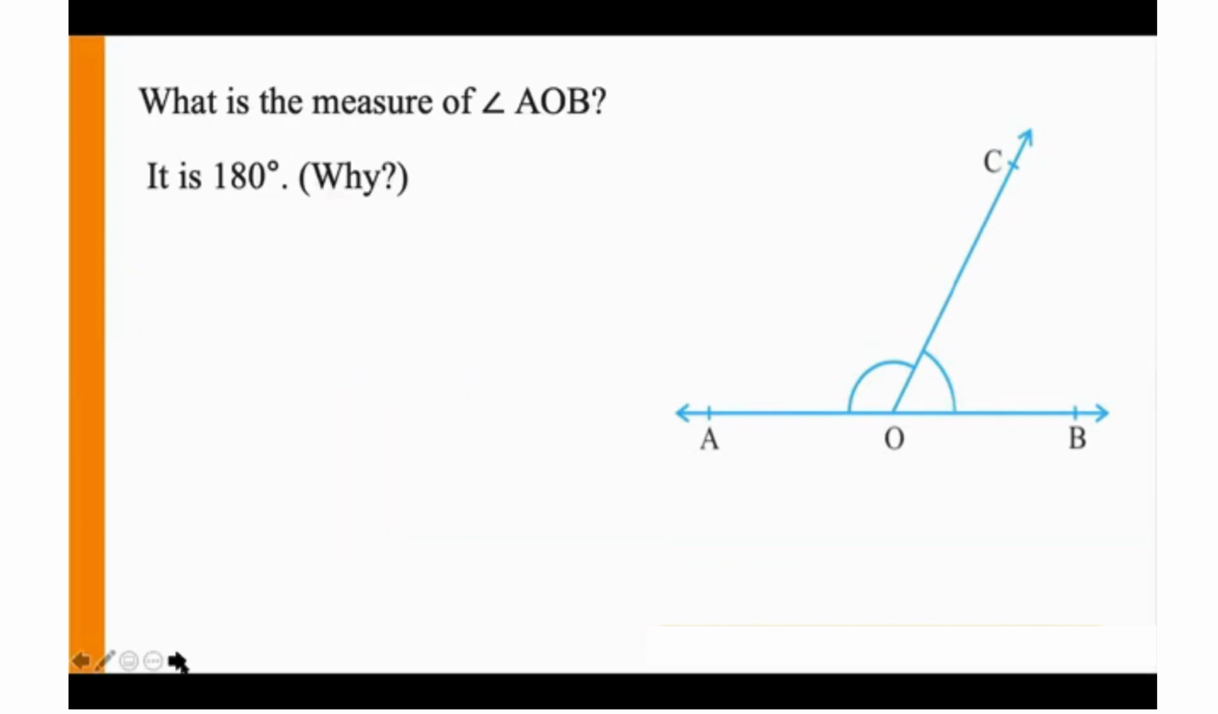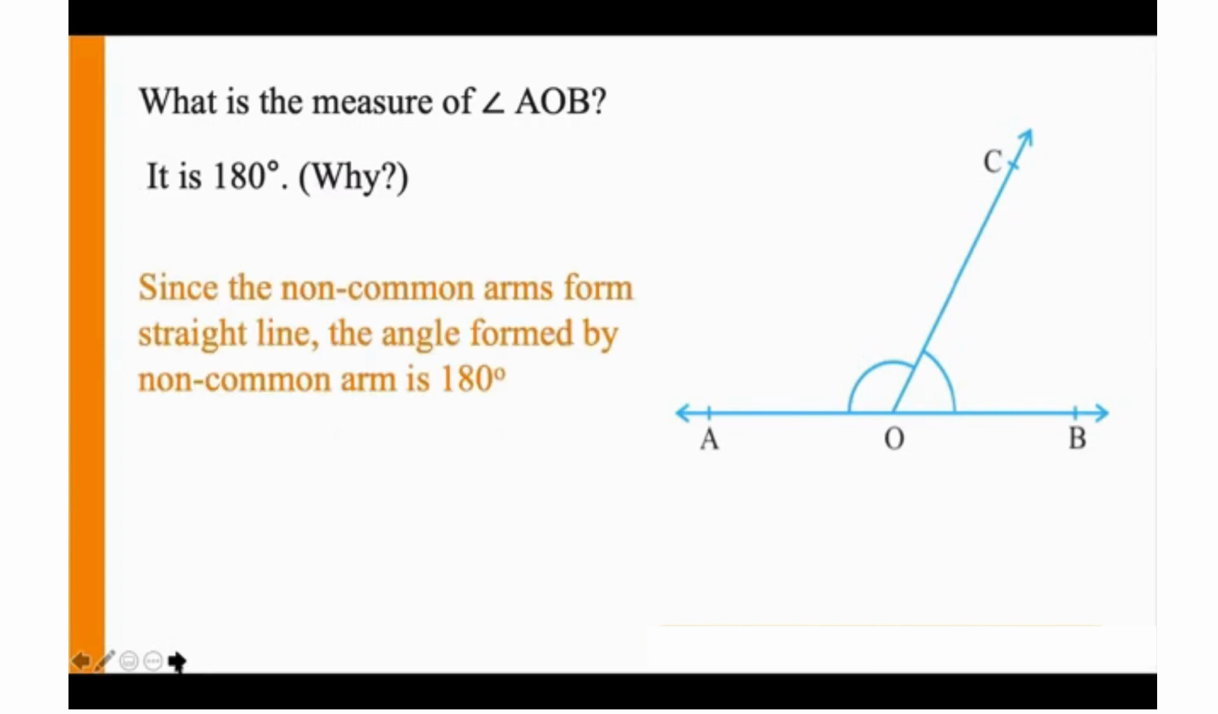What is the measure of angle AOB? It is 180 degrees. And why? Since the non-common arms form a straight line, so you can see OA and OB form a straight line, the angle formed is equal to 180 degrees. A straight angle is 180 degrees.